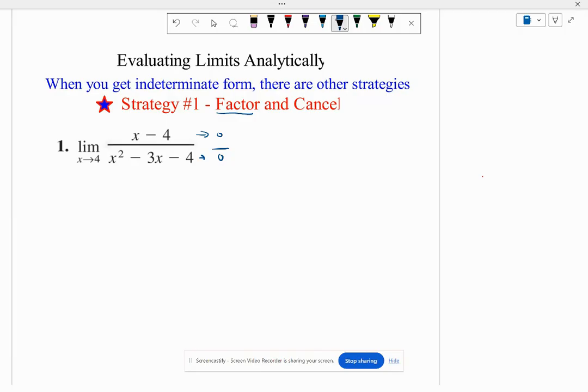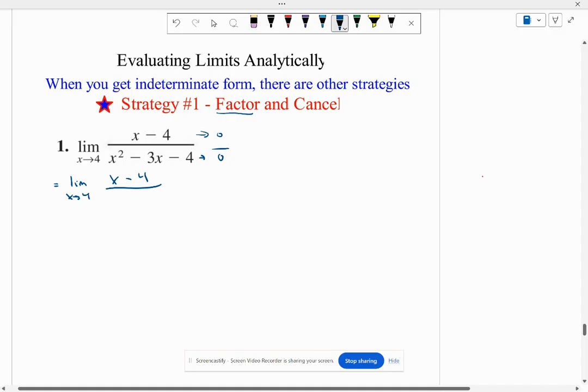So if I factor this function, x minus 4 over x squared minus 3x minus 4, this becomes the limit as x approaches 4 of x minus 4 divided by, when you factor this out, x minus 4 times x plus 1. Negative 4 times 1 is negative 4, and negative 4 plus 1 is negative 3. And recognize that these x minus 4s divide out. Now it's just the limit as x approaches 4 of 1 over x plus 1.